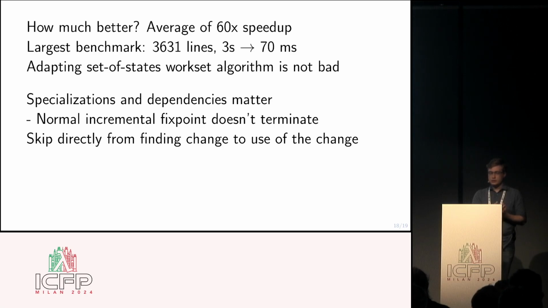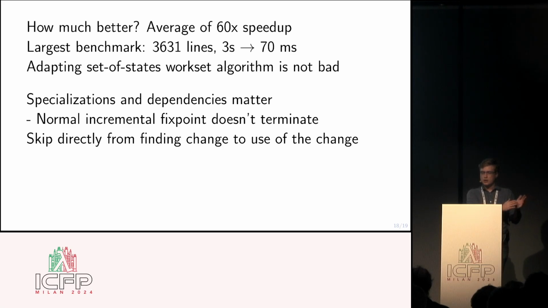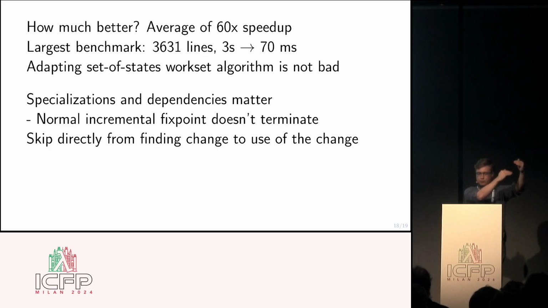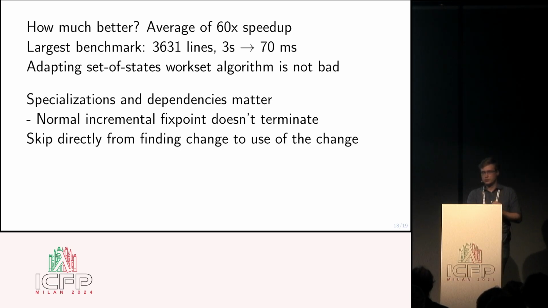The specializations and the dependencies that we use really, really matter. If you just use the normal incremental fixed point, like the semi-naive evaluation, it actually doesn't terminate on some of these examples, on some of the larger ones. And really the reason why this efficient fixed point, the workset one that uses specializations and dependencies, is a lot faster than the adapted set of states approach is because you're going to be able to skip directly from where a change is made to where it's used. In the set of states approach, if you make a change, you have to step through every intermediate state until you get to where the thing is used. But with the dependencies, you can jump directly from the introduction of the change to where it's used.